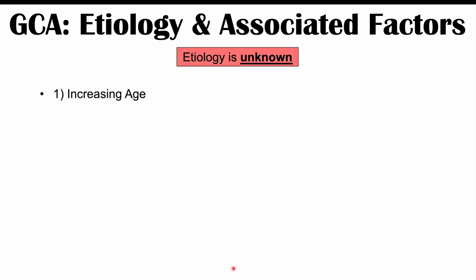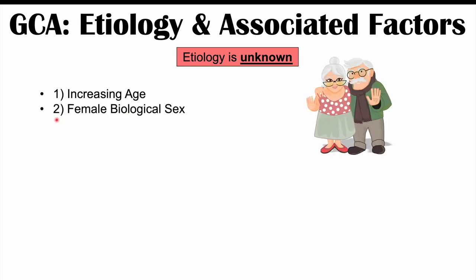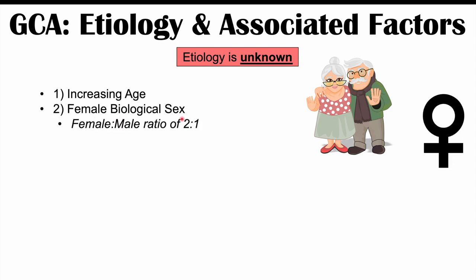Now let's talk about the etiology and associated factors for getting giant cell arteritis. So the etiology of giant cell arteritis is actually unknown, but there are important associated factors that increase the risk of getting this condition. One of them is going to be increasing age. I mentioned this before. The incidence of this condition starts to increase after the age of 50. Being of female biological sex is also another risk factor, and it is estimated that there is a female to male ratio of 2 to 1.